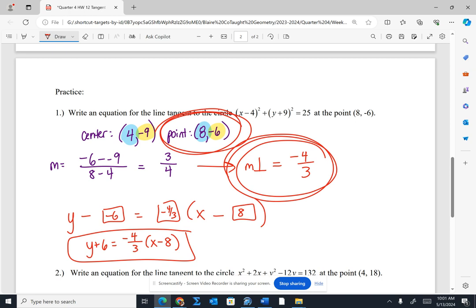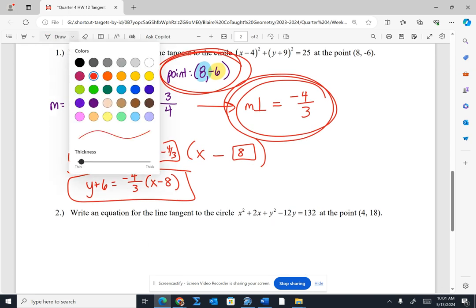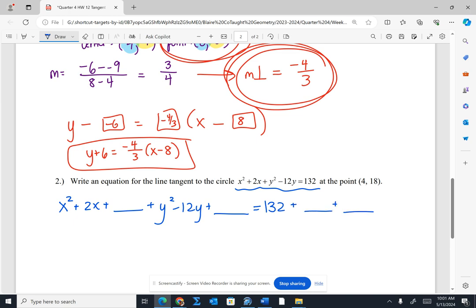Let's try one more, basically the same thing, but we're going to take it up a little notch because I cannot just find the center by looking at this equation. I have to complete the square. So we're going to use what we learned earlier in the unit and add some blanks to complete the square so that we can find what the center of the circle is.